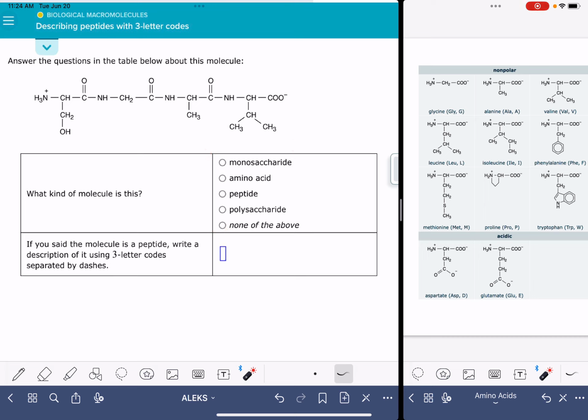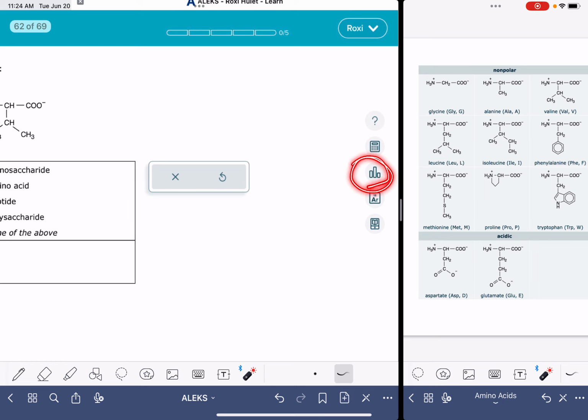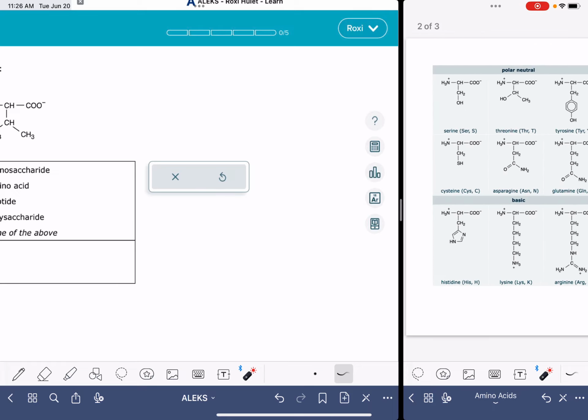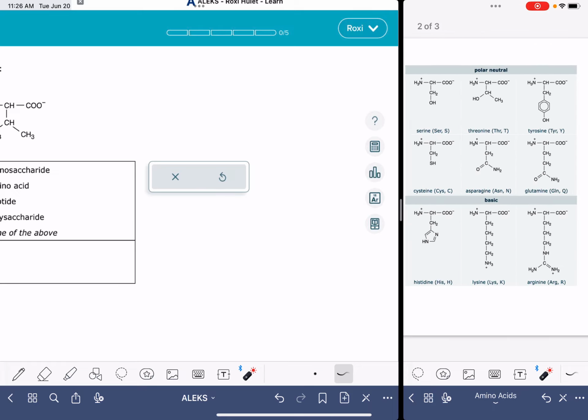So to help you solve this problem, first of all, you're going to want to pull up ALEKS's table of amino acids that's in ALEKS's data table area, and I've got a PDF of that table of amino acids over here to make it a little easier for us to solve the problem.